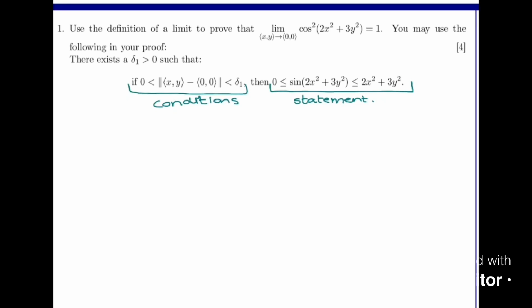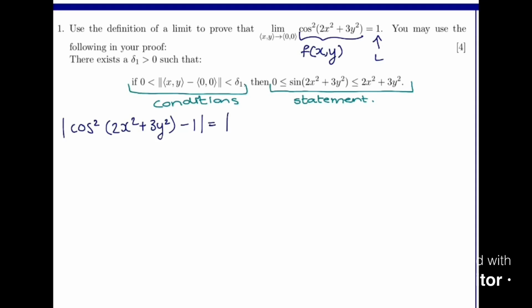Now, as in any question where they ask you to prove the limit, you always take the absolute value of f(x,y) minus L. Now, our f(x,y) is over here, and this is, in our case, our L. So if we take the absolute value of cos squared of (2x squared plus 3y squared) minus 1, by trigonometric identities, this is equal to the absolute value of negative sine squared of (2x squared plus 3y squared). Now, because this is the absolute value, the negative falls away.